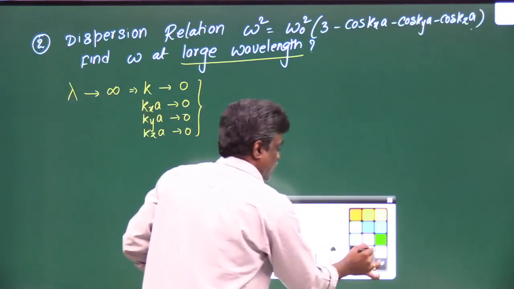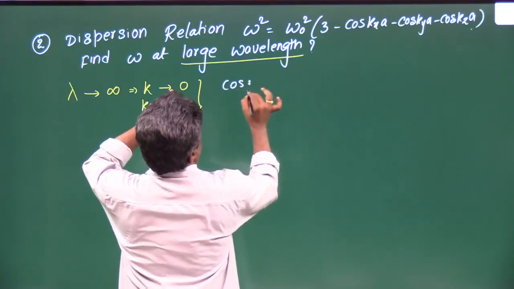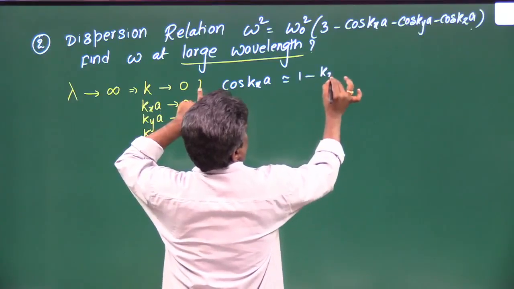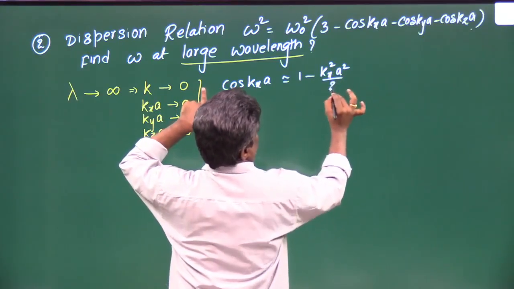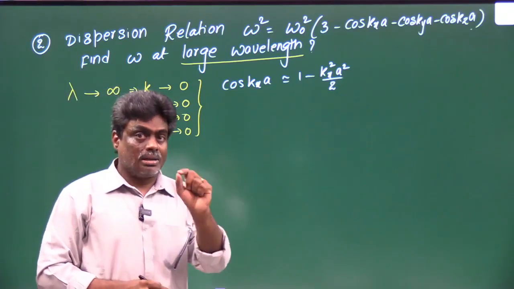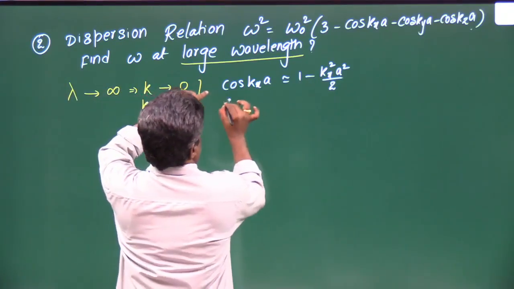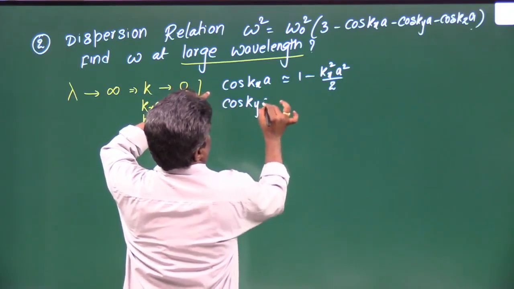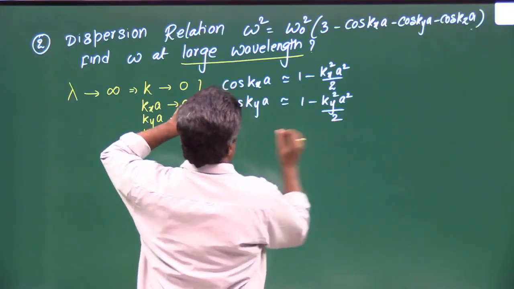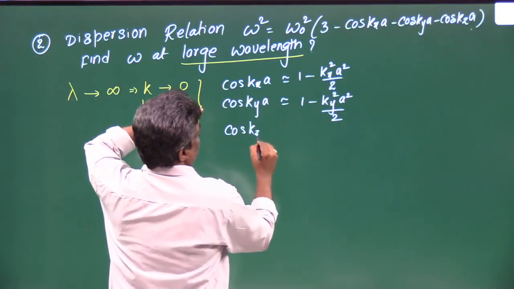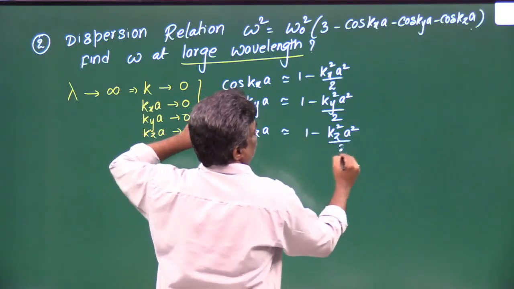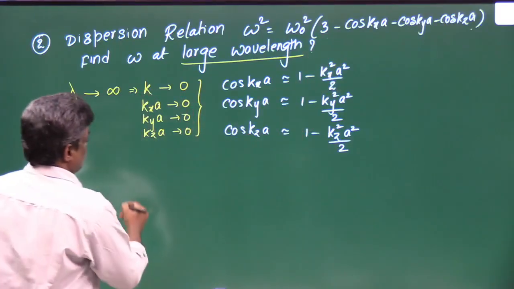So from all these things we can say cos kxa is nearly equal to 1 minus kx square a square by 2, because you know the relation: cos x is nearly equal to 1 minus x square by 2 and sin x is nearly equal to x. Similarly, cos kya is nearly equal to 1 minus ky square a square by 2. I request you, please do it yourself, don't simply copy. And cos kza is nearly equal to 1 minus kz square a square by 2.